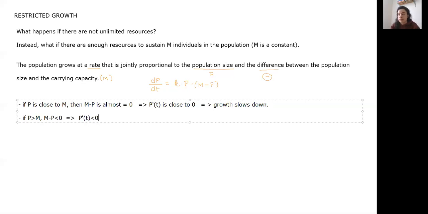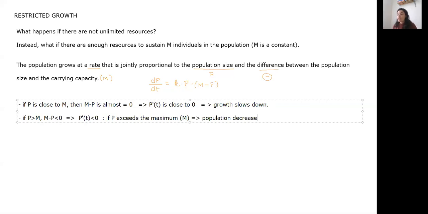So what does this mean? It means that if my population exceeds the maximum, M, then my population will have to decrease because I don't have enough resources to sustain all of the elements in my population. Does everybody understand this? Yeah, okay. Do I have any questions about this? I'm looking at the chat, the hands raised, no?